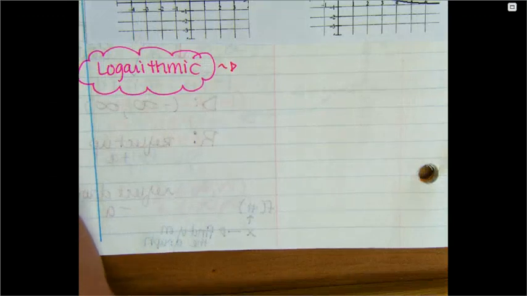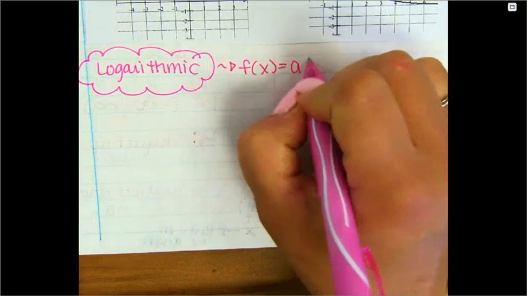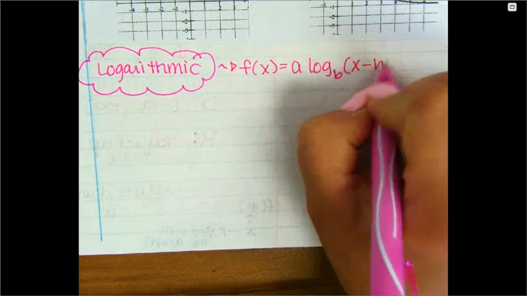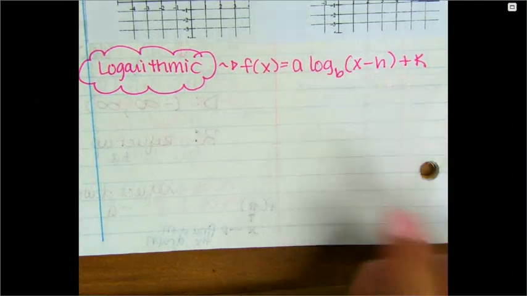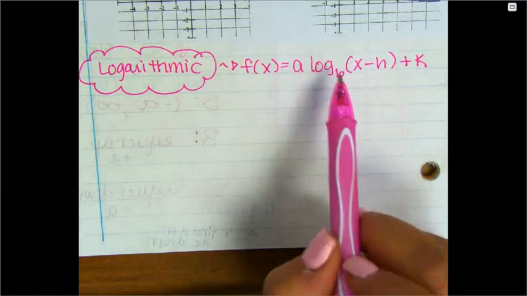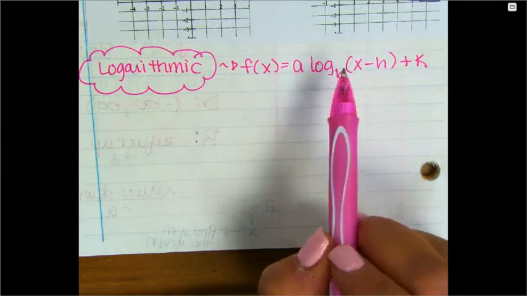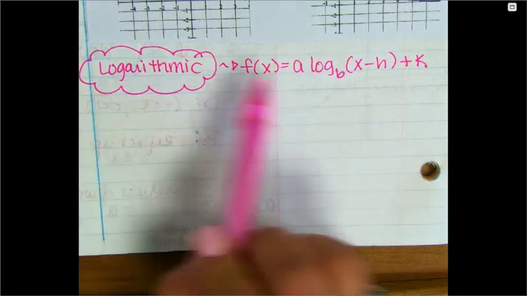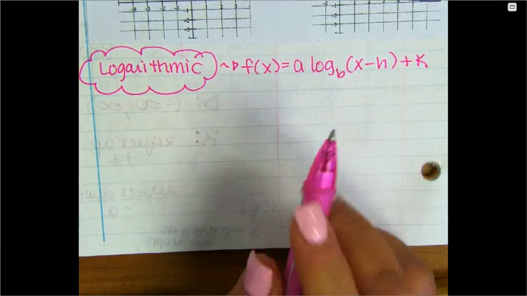Okay, let's write the function. It's going to say f of x equals a log base b of x minus h plus k. Notice the b is small down at the bottom. You see it? Okay? So make sure you write a log base b of x minus h plus k. B is small down here at the bottom. Log should be easy to identify because it gives you the function what? Log. It tells you there is a log.